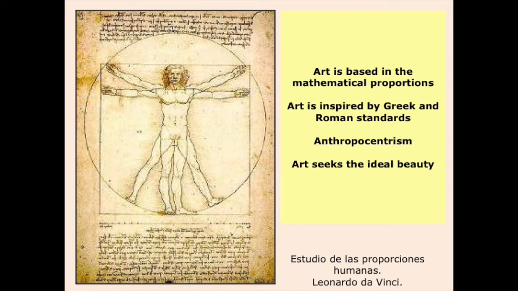The ideal beauty that, as you can remember, is based not on inspiration or anything else, but on mathematical proportions, on the golden ratio, yes, and anthropocentrism. Anthropocentrism: the human being is the center, the most important. So you're going to see that they prefer representing the human body in the pictures.